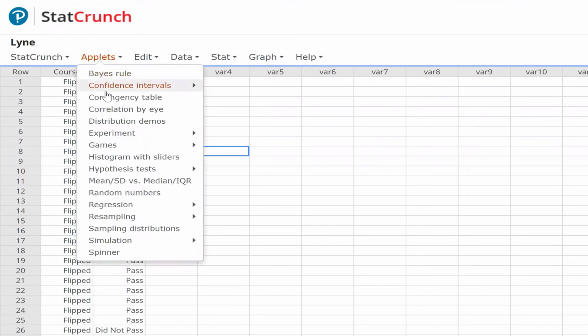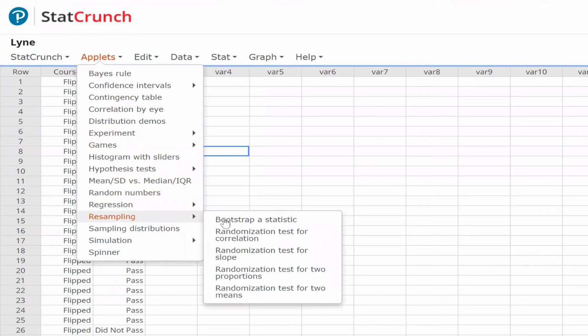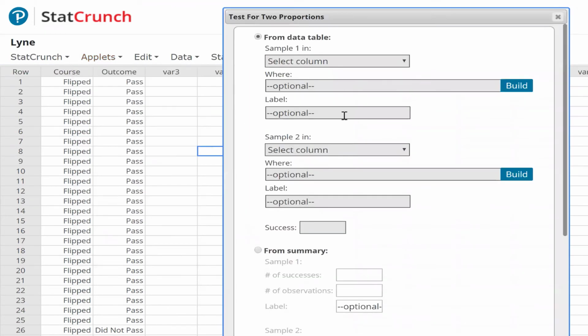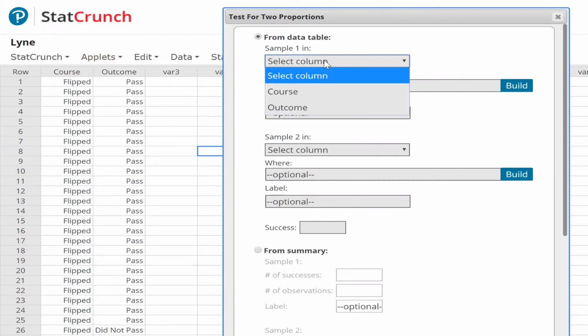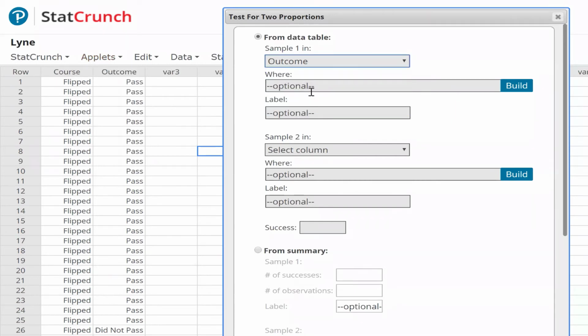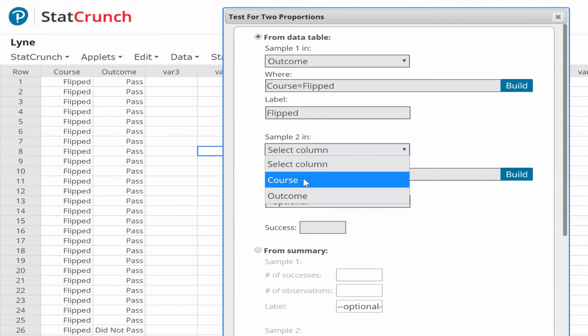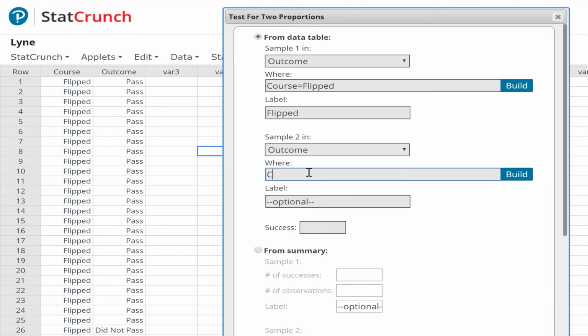You select applets, resampling, and it's called randomization test for two proportions. Now we have to select our data. We're going to select the outcome, and then we're going to do where course equals flipped. And we're going to label this the flipped students. And then for sample 2, we're going to select the outcome where course equals traditional.